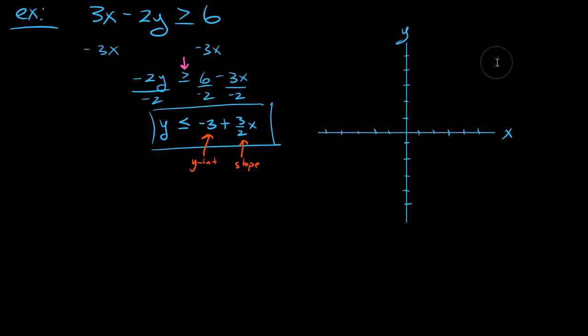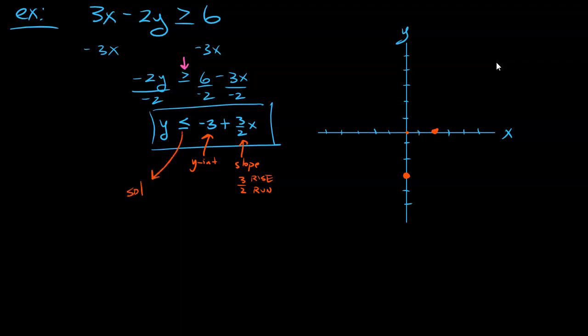Okay, so we're going to start at negative 3. So that's my y-intercept. And then the slope is 3 over 2. So that means I want to go up 3 to the right 2 from there. So 1, 2. 1, 2, 3 is right here. 1, 2 to the right is right here.